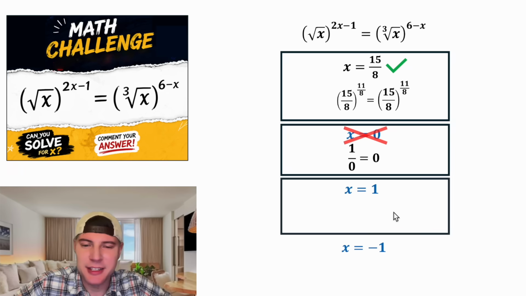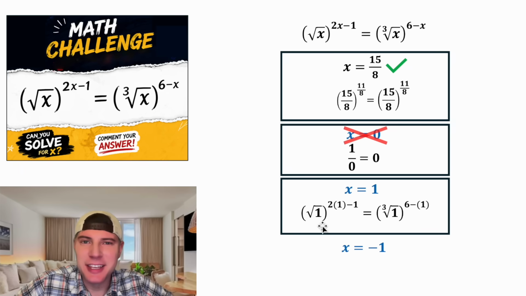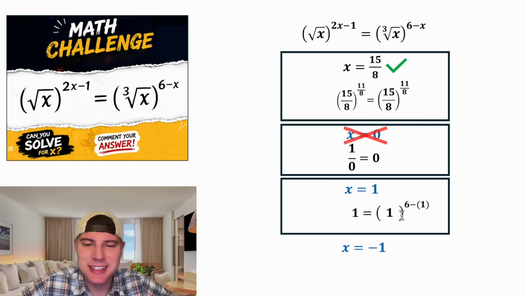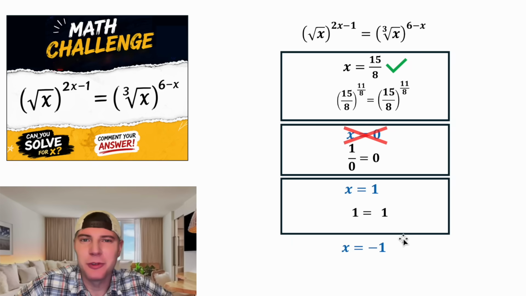Next, we can try out x equals 1. So in the place of all the x's, let's plug in 1. Inside of this parentheses, the square root of 1 is equal to 1. And for this one, the cube root of 1 is also equal to 1. And then 2 times 1 minus 1, that's equal to 1. So we have 1 to the 1 power, which is equal to 1. And then on the right-hand side, 6 minus 1 is equal to 5, and 1 to the 5 power is also equal to 1. So the solution x equals 1 does check out.